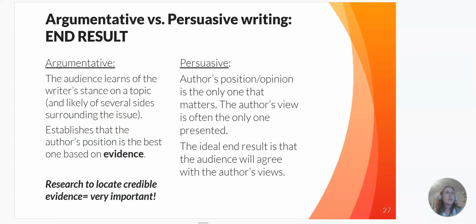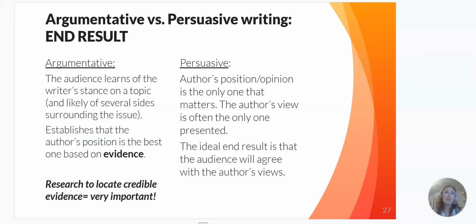Whereas with persuasion, the author's position is the one that matters, right? So that's the side the persuader wants the audience to go to. This is the one that matters, and it may be the only side that's presented. They might not even present any other solutions or options for you. The ideal end result there is that the audience will agree with you and maybe not dig in too far into what those other options are.